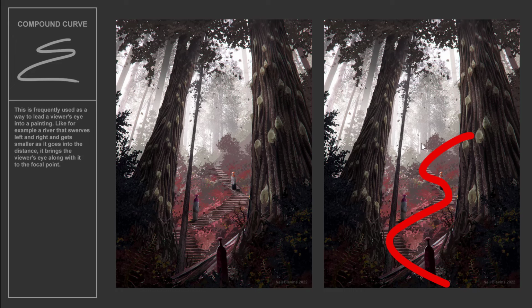So here's an example of one of my paintings where I do something similar. And in this case, instead of a river, I have a staircase. And the staircase goes left and right and left and right and travels up here. And that helps bring the eye into the painting and past all the key elements that you want to look at.